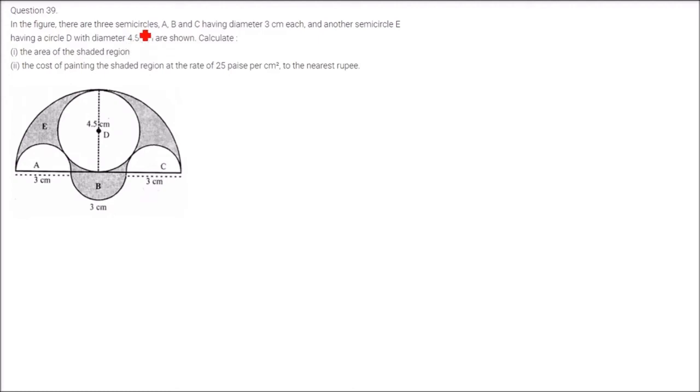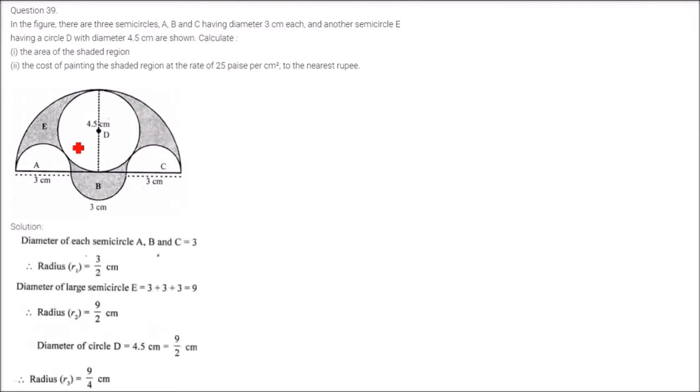In the figure, there are three semicircles, A, B and C, having diameter 3, 3, 3. Another semicircle, E, having a circle D, this one, with a diameter 4.5. So all the diameters, radius, etc. are given. Calculate the area of the shaded region.